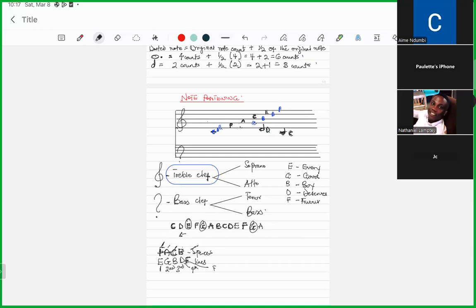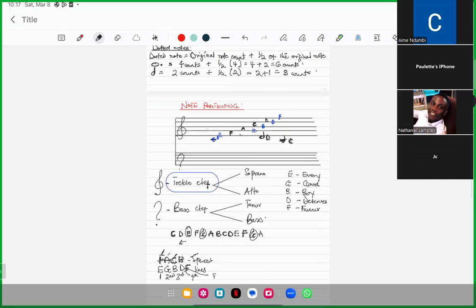Then now we move on to the main ledger lines, so we have the first line, which is E. Then we move on to the first space, F. Second line, G. Second space, A. Then that's how it continues.